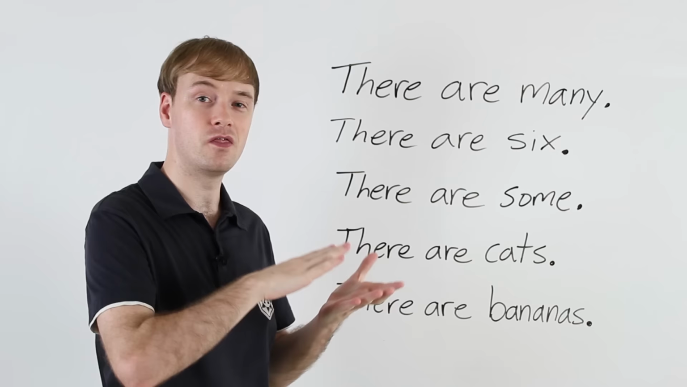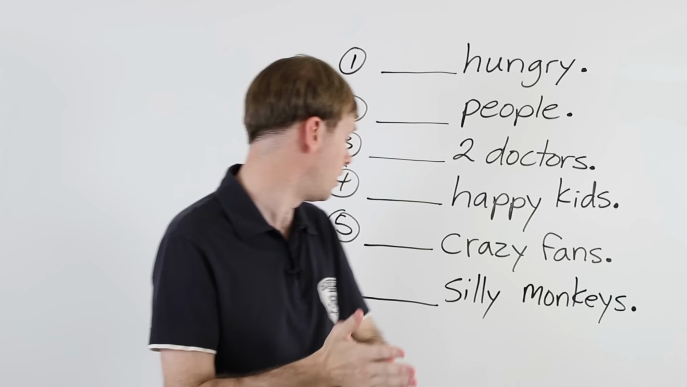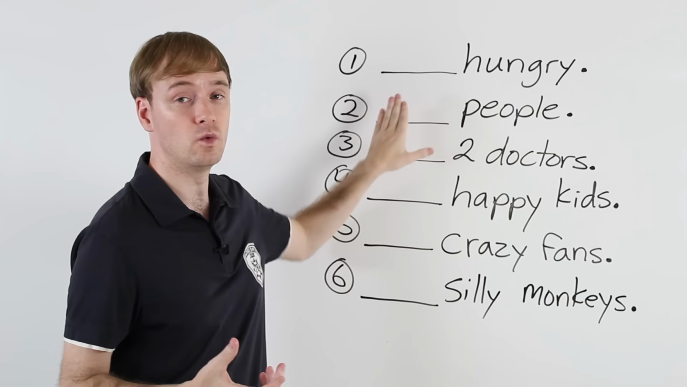It's time for a test. Okay, it's time for a test. We're going to do it together. There are six questions here. Now, I'm going to say they are or there are. So you have to listen carefully and pick which one do I use, okay?